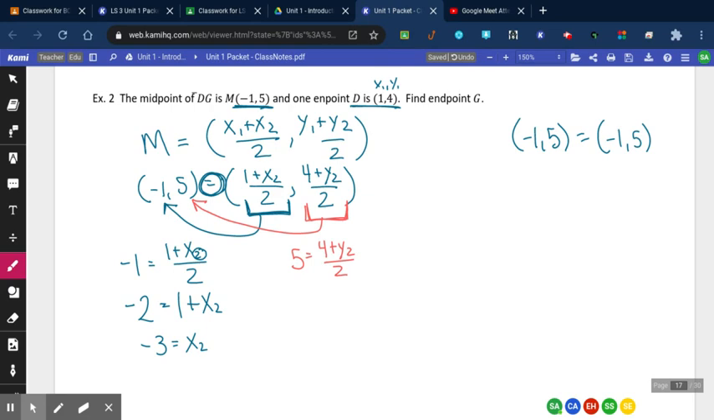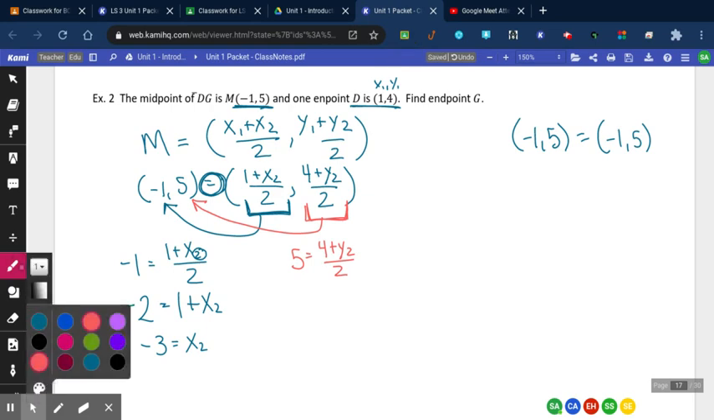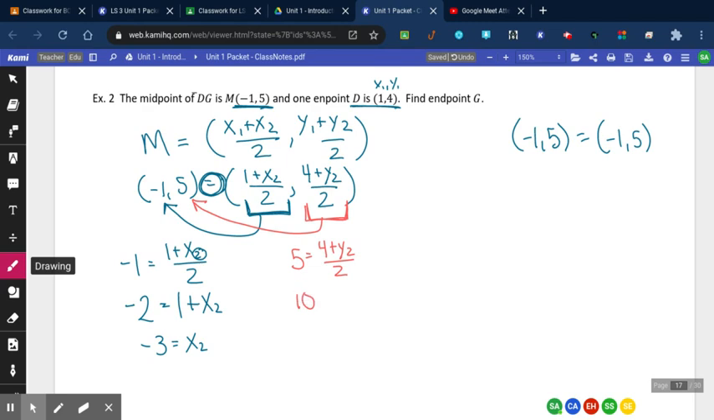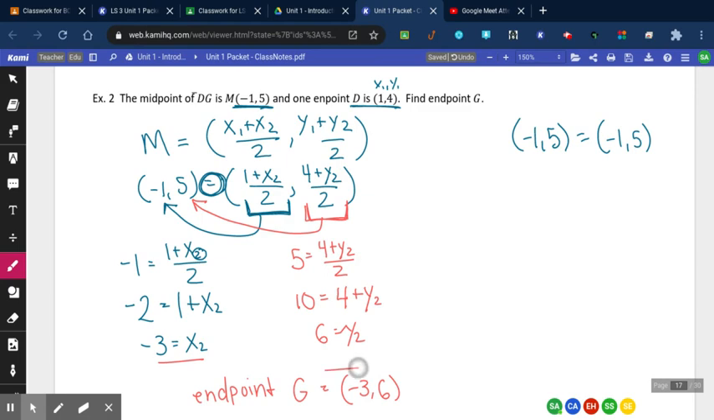Okay. Now let's think about the next one. I'm going to once again multiply 2 to the left side. 10 equals 4 plus y2. I'm going to subtract the 4 to give me 6. So what this tells me is my other endpoint, my endpoint G has to be, well, a coordinate, of course, because it's a point. So the x value of the coordinate is -3 and the y value is 6.